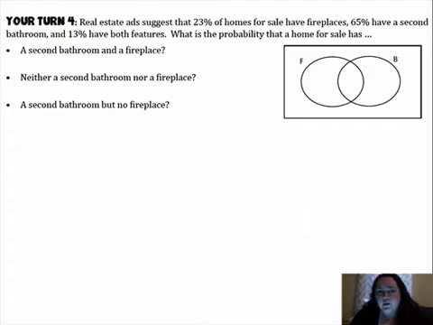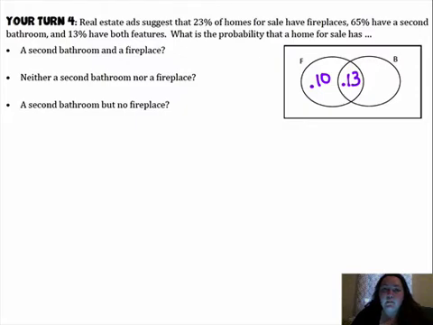So I'm going to fill in this Venn diagram. I know that if they have both features, it's 13%, so 0.13 is going to go in there. For a fireplace, it's 23%. So if I do 23 minus the 13%, that leaves me with 10% of just a fireplace.